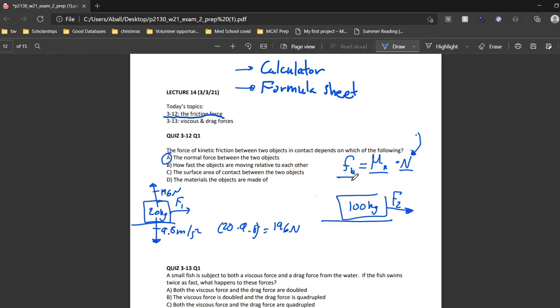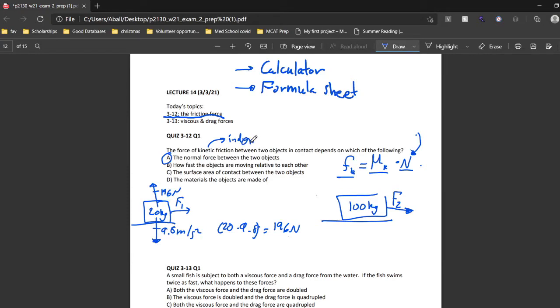If we look at part B, how fast the objects are moving relative to each other. In this case, we can analyze this both through the equation and just through common sense. Through the equation, do we have the inclusion of some multiplied value of velocity? The answer is no, we don't. So we get rid of that. So right away, we know that the force of kinetic friction is independent of velocity.